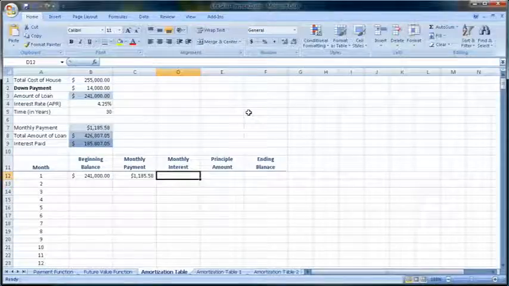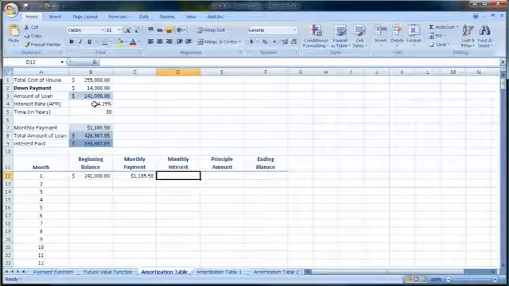So my monthly interest. Remember that our interest rate here is 4.25%, but that's our annual interest. We need to figure out the monthly interest.